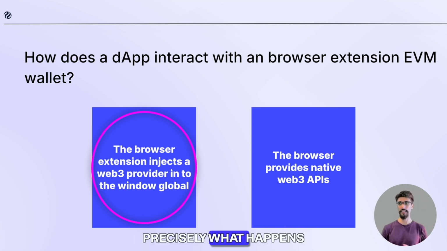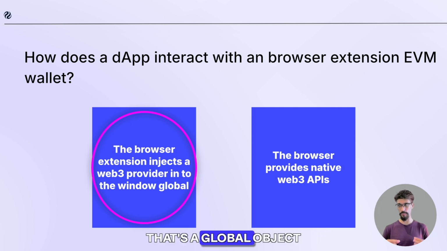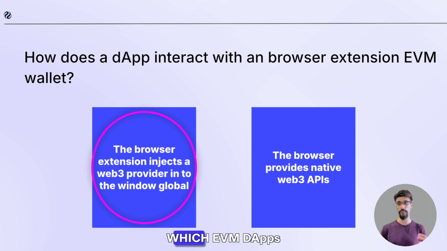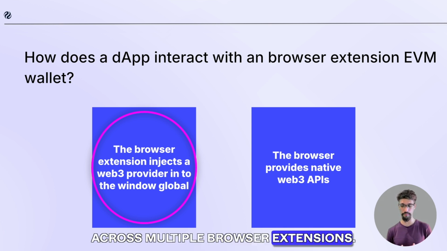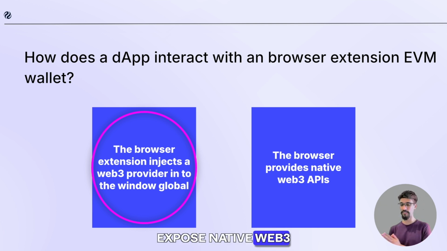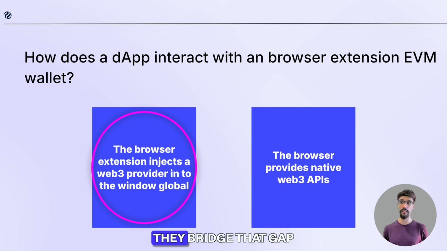So this is precisely what happens. Your EVM wallet, such as MetaMask, will take the window object that is exposed within your browser. That's a global object, and it sets window.ethereum on it. And that object provides an API which EVM dApps know how to interact with, governed by EIPs. So they're standardized across multiple browser extensions. What a browser doesn't do is expose native Web3 APIs or EVM APIs, etc. None of that is from the browser intrinsically. That's what browser extension wallets do. They bridge that gap, and the way they do that is what I just mentioned.